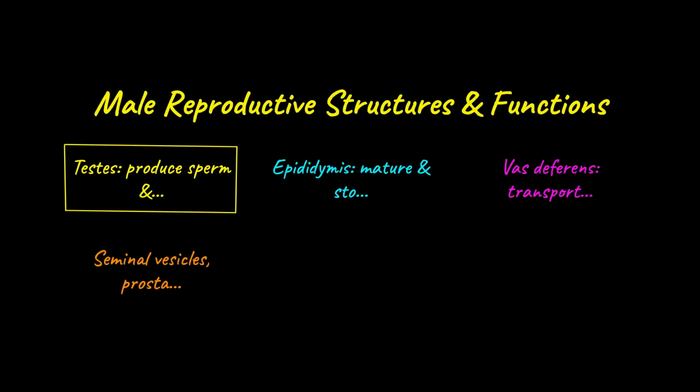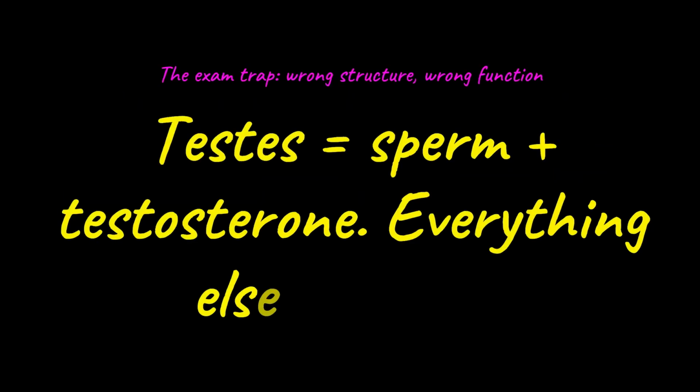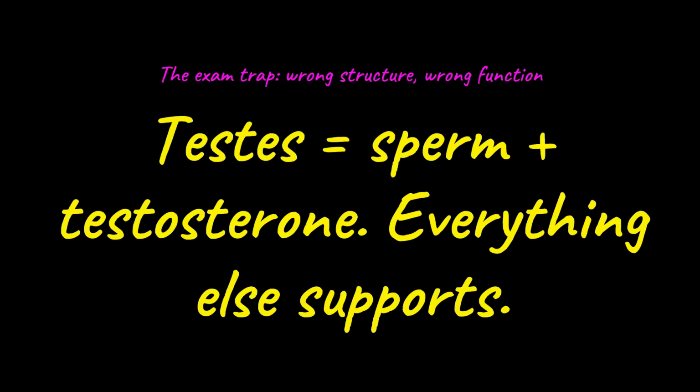Each structure has a distinct role. The testes produce sperm and testosterone. The epididymis is where sperm mature and are stored. The vas deferens transports sperm during ejaculation. The seminal vesicles, prostate, and bulbourethral glands contribute the fluid components of semen. The classic exam error is assigning production to a transport or accessory structure. Keep the contrast clear. The testes are the source of both sperm and testosterone, and every other structure plays a supporting role.